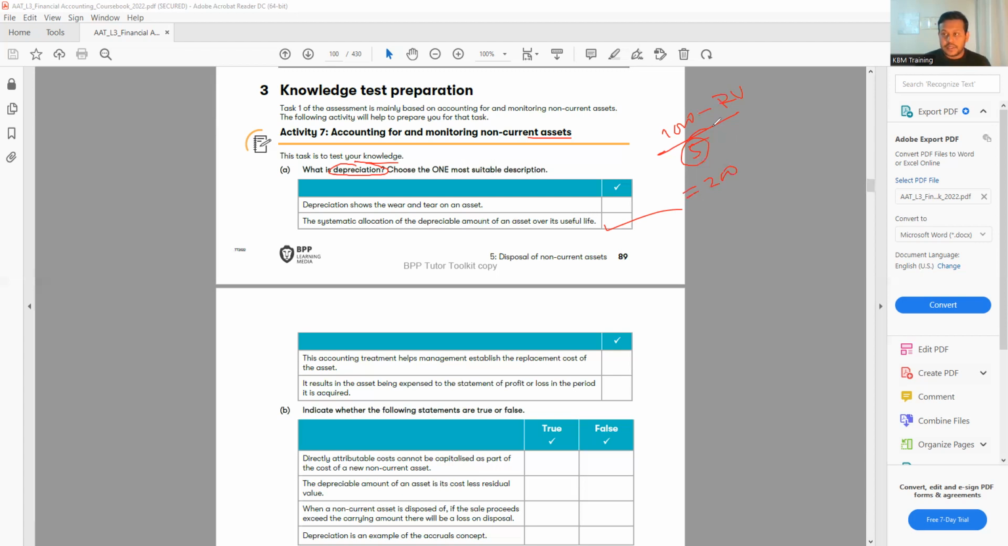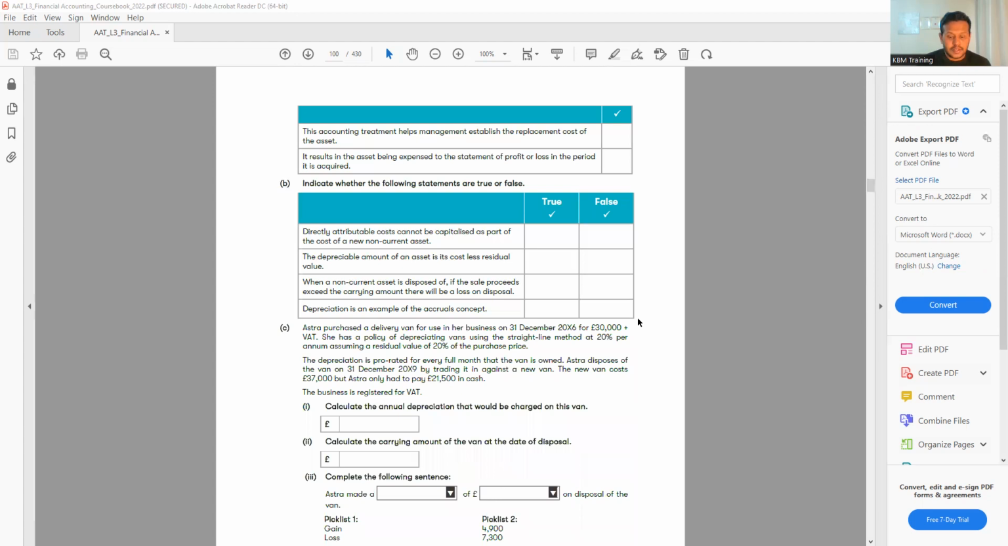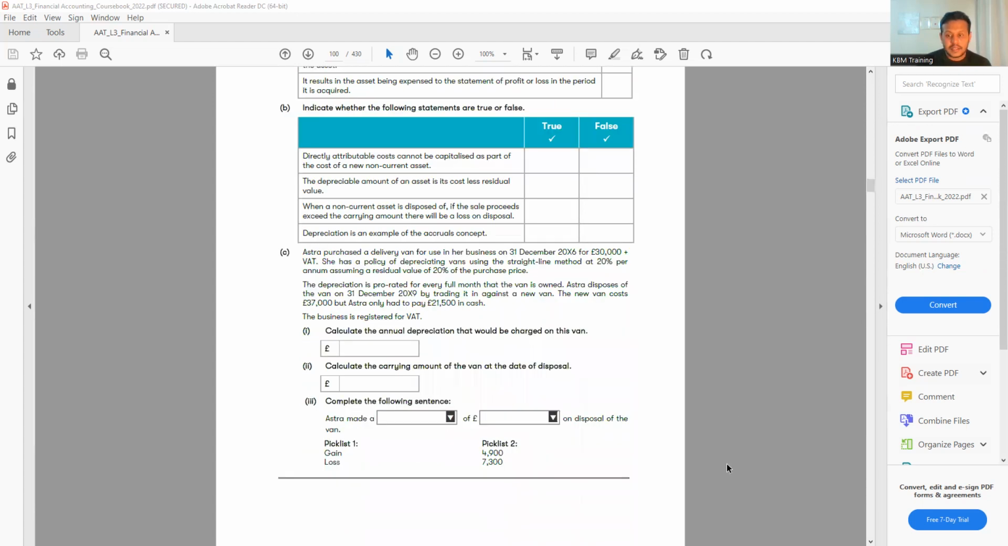All right, let's move to the next one. It says indicate whether the following statements are true or false. So let's do that. Directly attributable cost cannot be capitalized as part of the cost of a non-current asset. This is false. Directly attributable cost can be capitalized as a part of the cost.